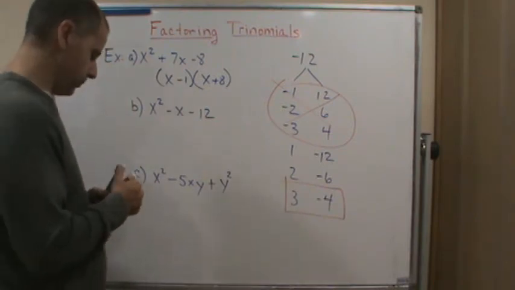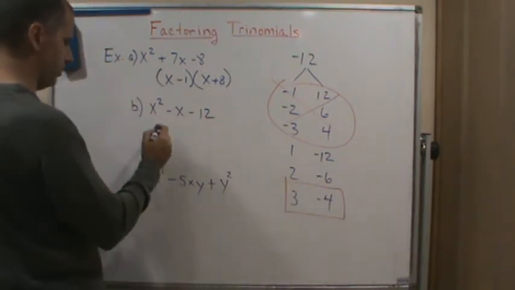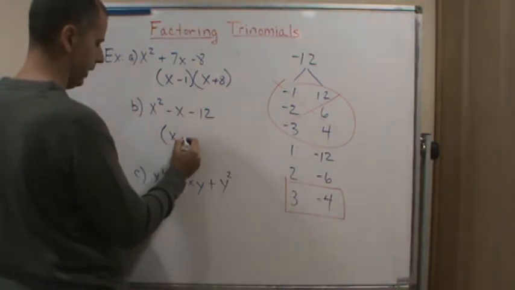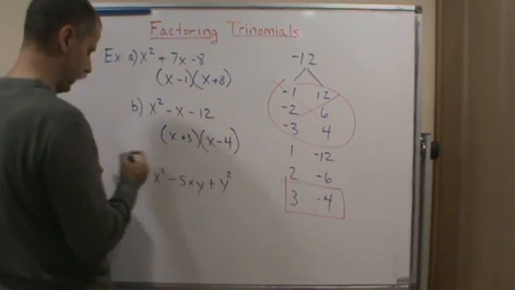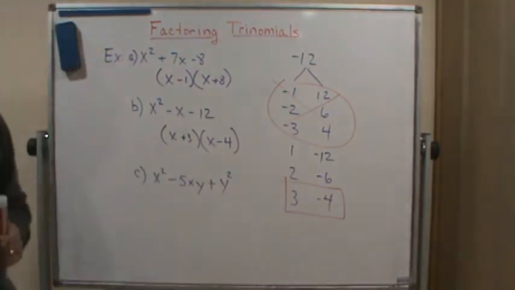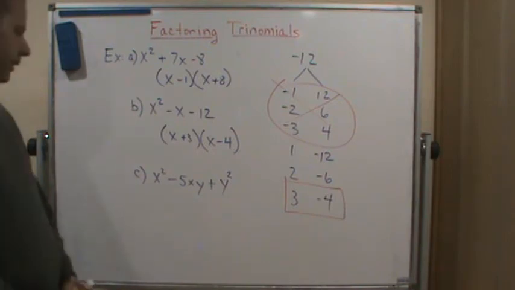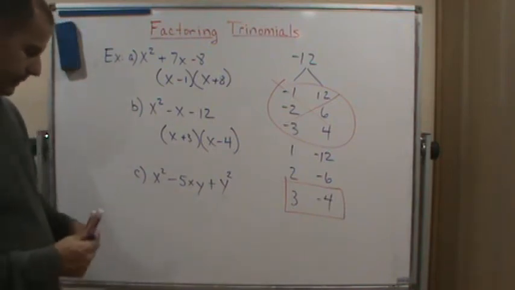And so now this factors into x plus 3 times x minus 4. Okay, now what about this one? Let's take a look at this.